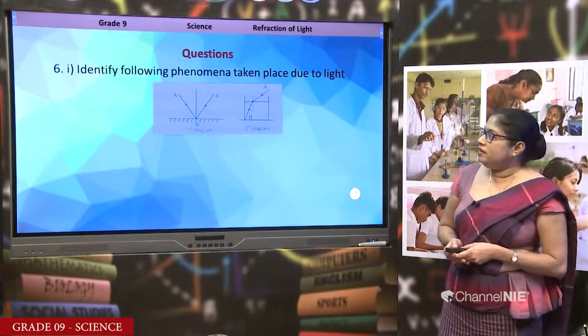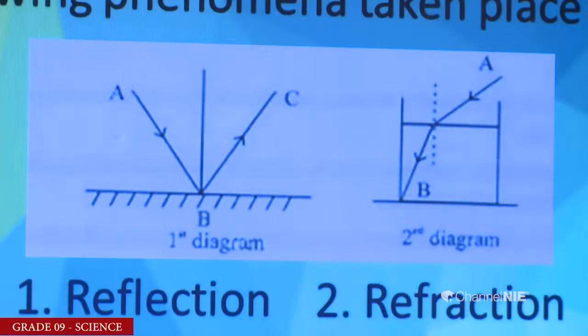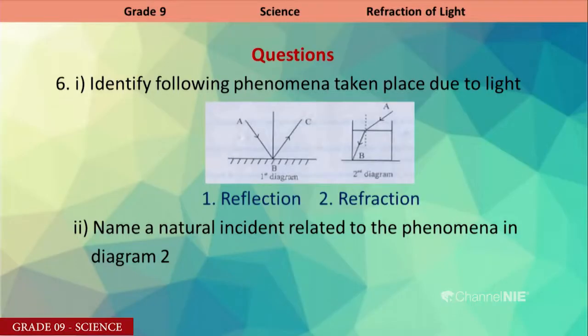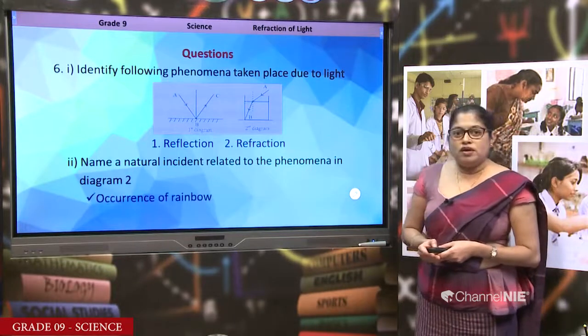Question number 6. So, there you are given a picture of two phenomena related to light. You have to identify them. What is this? It is reflection of light, and diagram 2 is refraction of light. Next part, name a natural incident related to the phenomena in diagram 2. So, you are asked to write a natural phenomenon related to refraction. So, you can write the occurrence of rainbow.